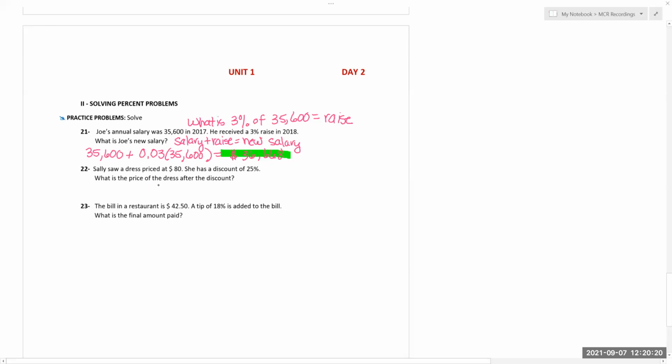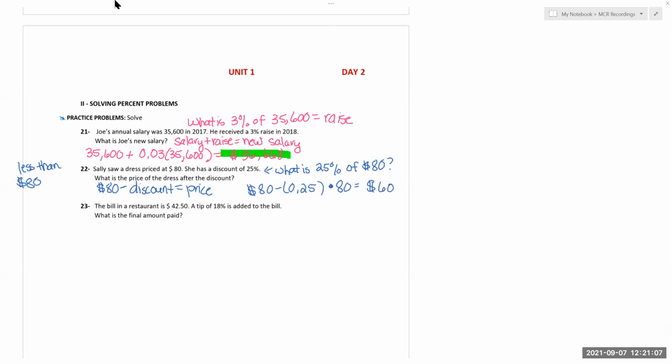So then this one is a dress is priced at 80. She gets a discount. What's the price after the discount? So I'm looking for a number less than 80, because that wouldn't make any sense if after the discount we pay more. So it would be $80 minus the discount is what you pay. So this is saying what is 25% of 80 is the discount. So it's 80 minus 25% of 80, which is 20. So it's 80 minus 20 gives you $60 for your answer. I always find it helpful to really write it out.